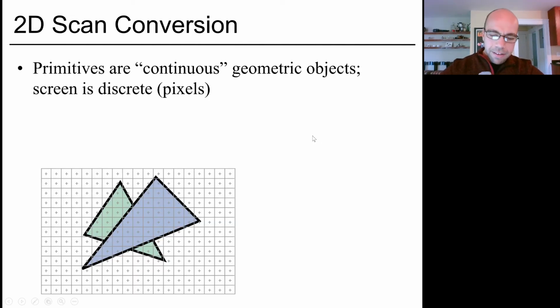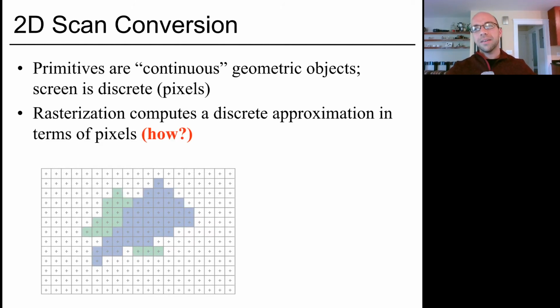So this task is often called scan conversion, and the basic issue here is that your screen is discrete, but of course your primitives can sit anywhere. They're kind of continuous geometric objects, and essentially scan conversion is trying to handle the interaction between discrete and continuous world. So what do we need to do? Well, essentially, we need to compute a discrete approximation in terms of pixels of our objects.